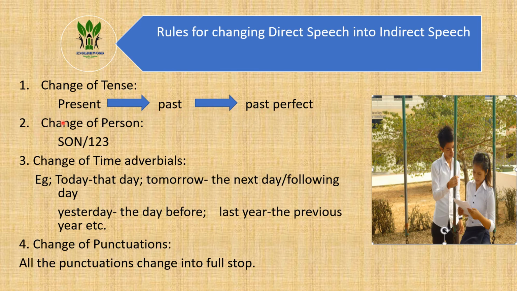Similarly, there is a change of person. Person means the first person, second person, third person, 1 to 3. Then S is subject, O is object, N is no change. So first person changes according to the subject, second person changes according to the object, and he, she has no change. We can see this in the examples in the coming episodes.